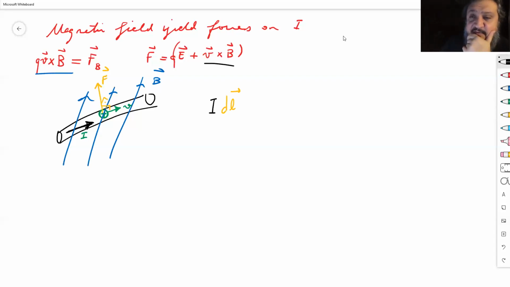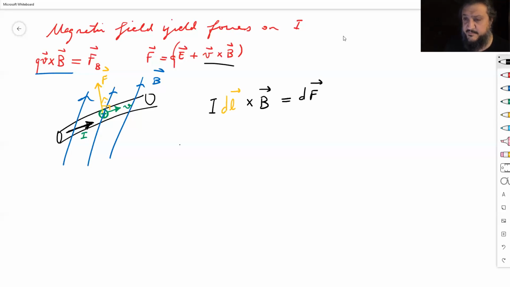So this vector will be used in a cross product. So instead of a v, I'm going to use this. And the result will be the force. Since I'm only considering an infinitesimal displacement in the direction of the current, I'm going to call this dF. So if I want to find the total force on that conductor, I need to integrate, add these contributions from each dl.